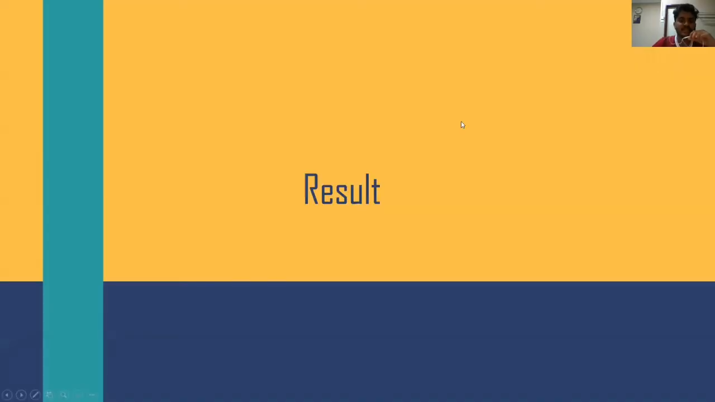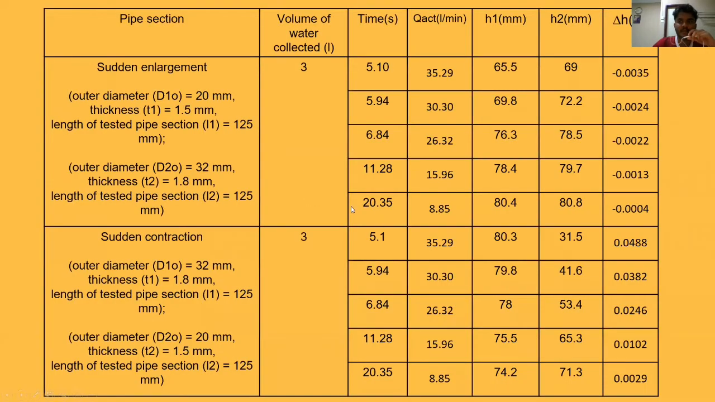Okay, now we're going to see the result. When we change the pressure, the H value will be different. The difference between H, which is delta H, can be calculated by subtracting H1 from H2 or H2 from H1. Either way is just the same.